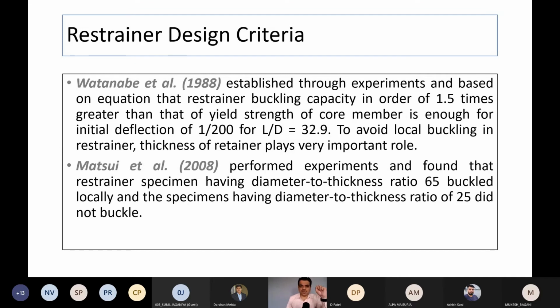So what it says essentially is that whatever the capacity of the steel core is, the restrainer buckling capacity should be at least 1.5 times higher. The restrainer buckling capacity should be 1.5 times higher than the yield strength of the core member. So this is what was established through a number of studies in 1988. And as we discussed, the thickness of the restrainer plays a very important role in defining the buckling capacity of the restrainer.